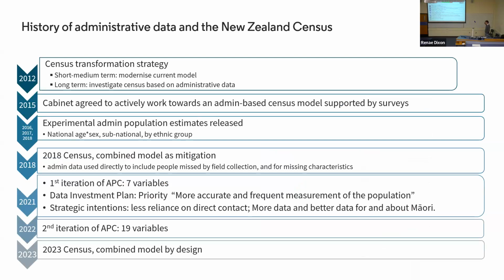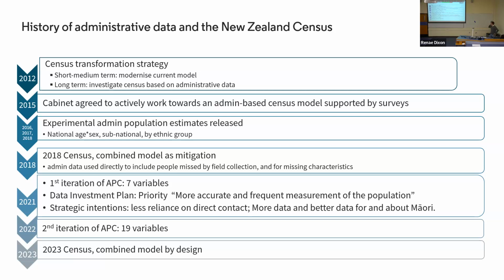Now, all of this use of admin data to produce census information has actually quite a long history. It goes back all the way to 2012 with the start of the census transformation strategy, with a short-term goal and medium-term goal to modernize the then current census model, and the long-term goal to actually look at this possibility that I just mentioned about producing a census only based on admin data. All of that got a bit more impetus in 2015 with a cabinet decision. There were some other experimental outputs that all of this builds on and relies on. We didn't really call them a census then, they were just population estimates. But they were basically the same idea, just growing, adding on more variables and so on.